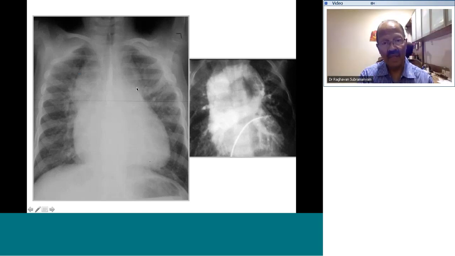The left cardiac border is formed by the ascending vertical vein. When you have a left-sided vertical vein, you have a convex shadow here, and the lower part is formed by the dilated right ventricle. You can see the rounded apex lifted off from the diaphragm and enlarged right ventricle. Therefore, that's a classical appearance.